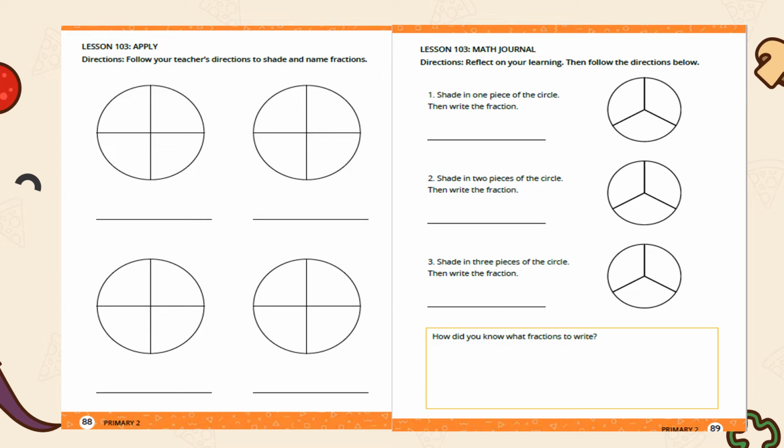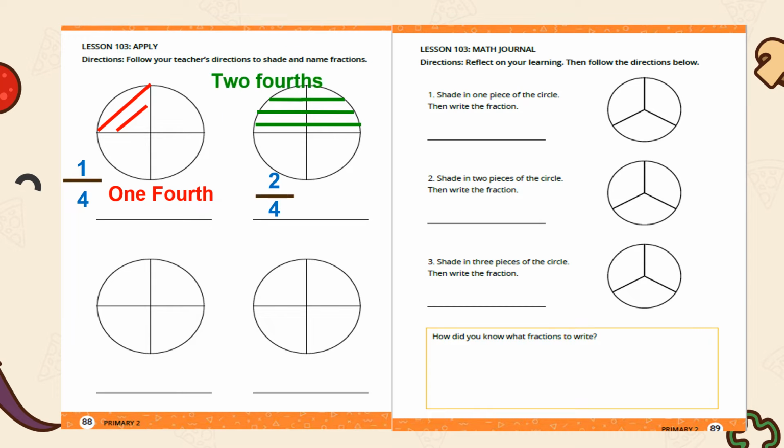The apply part: follow your teacher's directions to shade and name fractions. So we are going to shade each circle, then we write the fraction. In the first circle, now we have just one colored part over the total parts, 4. So the fraction is 1/4. Now we have 2 colored parts over the total parts, 4. So the fraction will be 2/4.